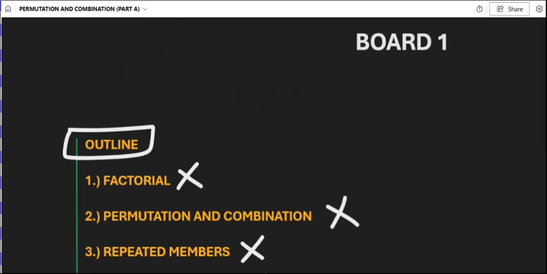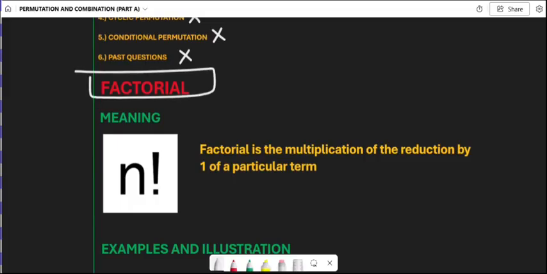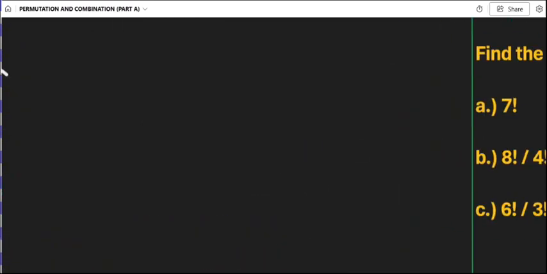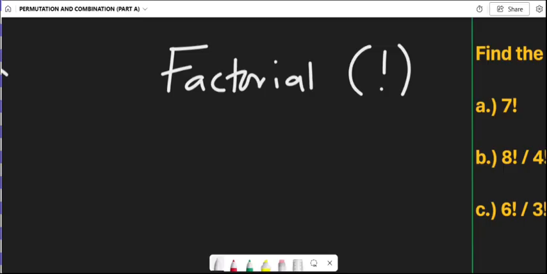So starting with the very first thing we have, which is referred to as factorial. Now a quick one, what is factorial? Basically, factorial is always known for this symbol. In mathematics, factorial is symbolized by an exclamation mark. Anytime you see an exclamation mark, it's always referred to as factorial.